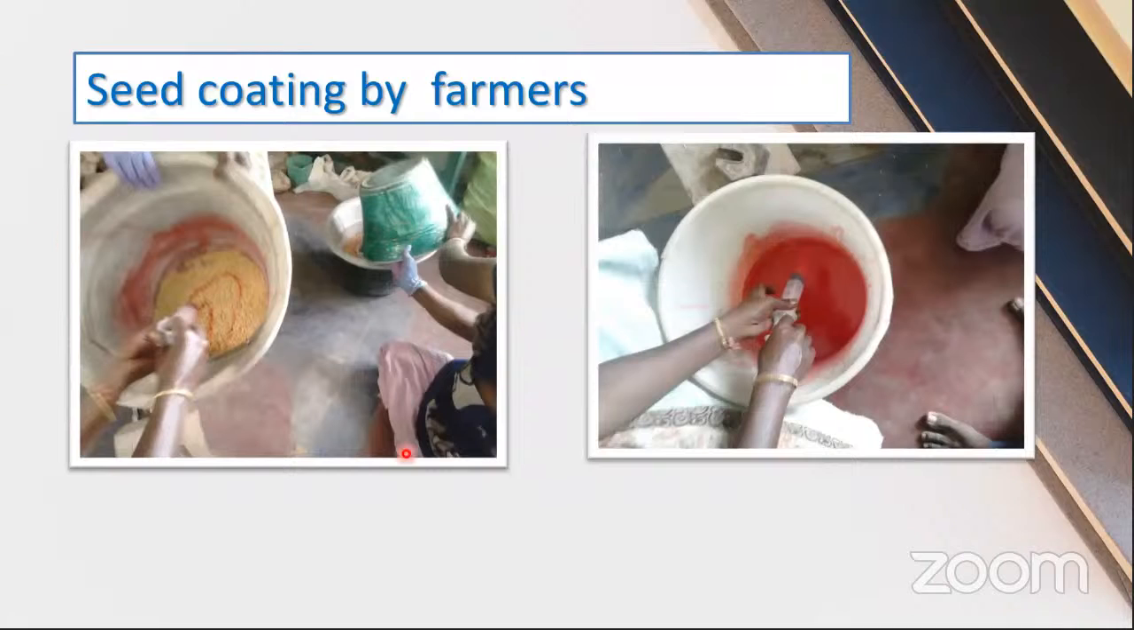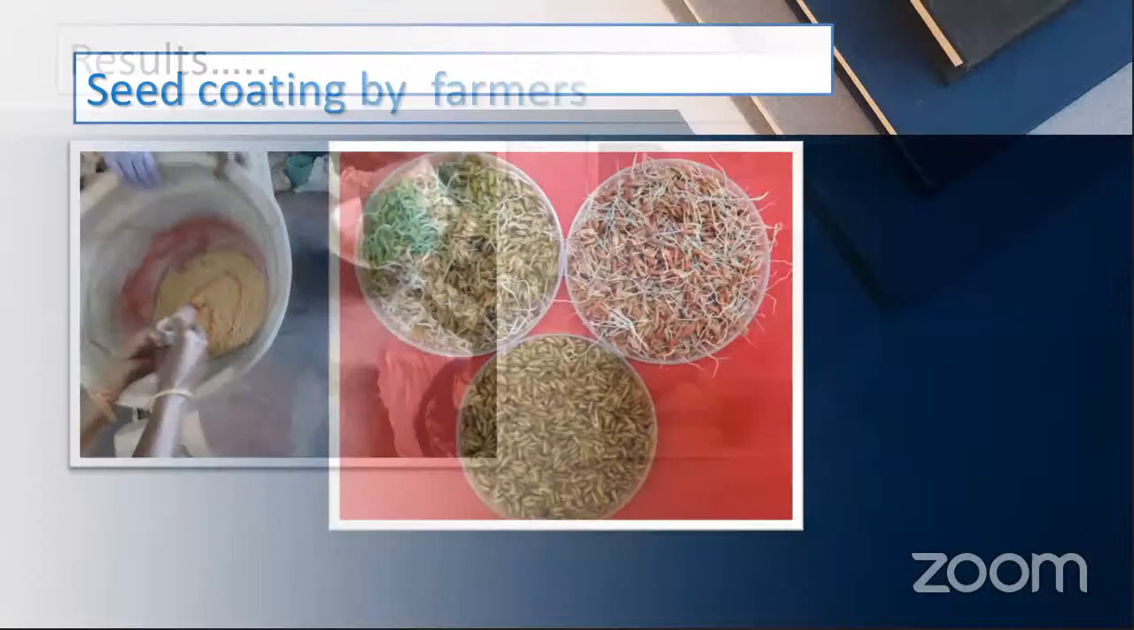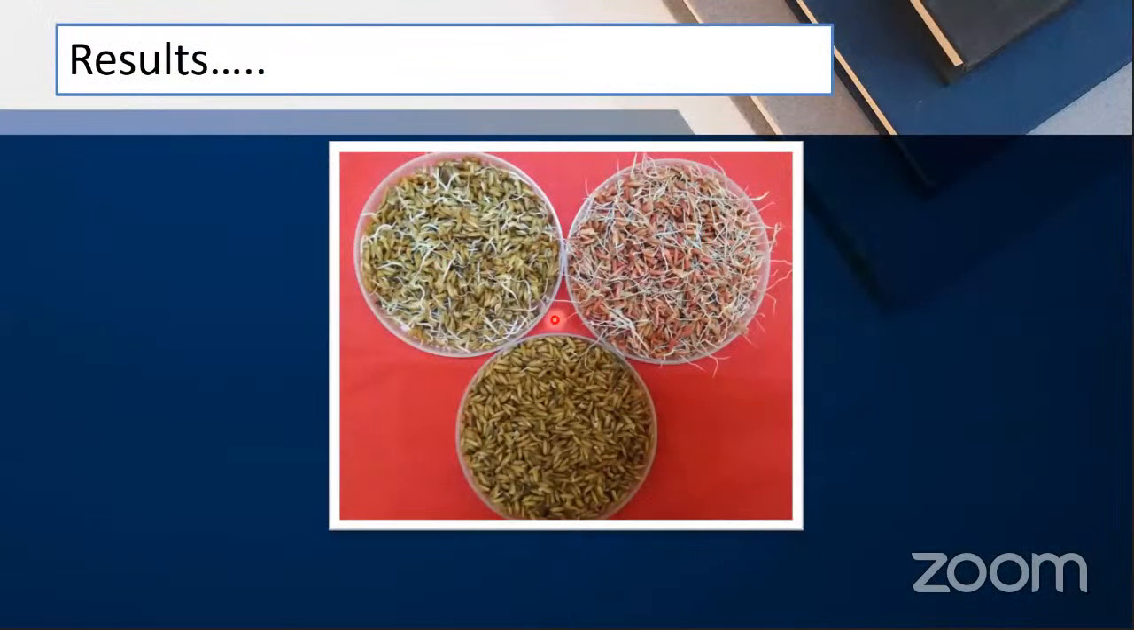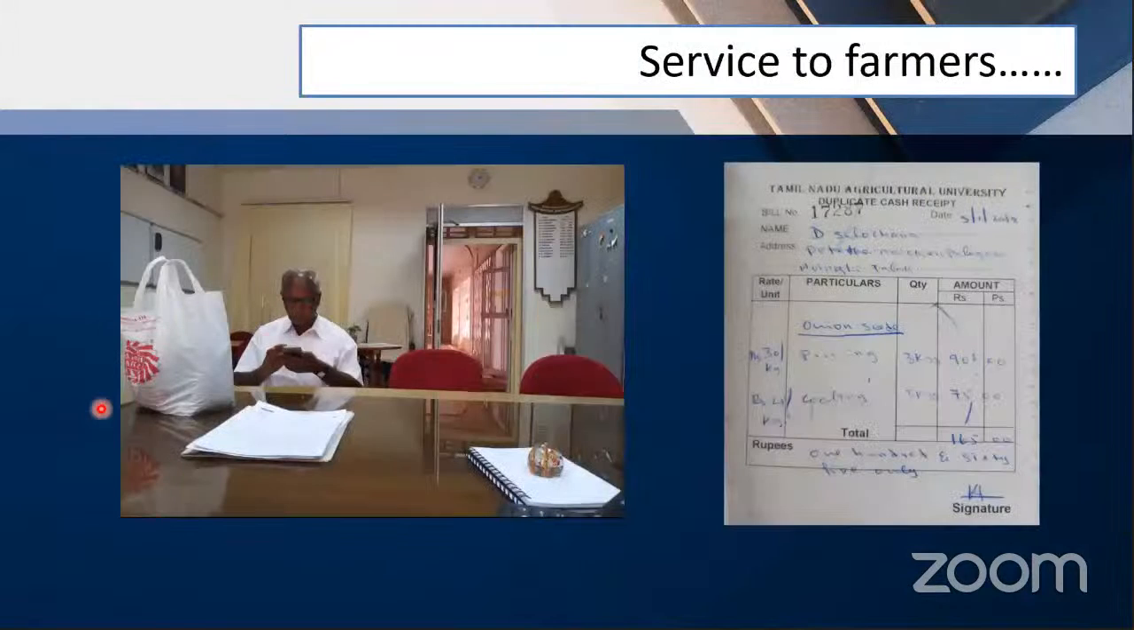So this was transmitted to the farmers also. They don't have the machine, therefore they used their own technology, and they could see the improvement in the seed vigor. One farmer came to the department and got his onion seeds primed and coated. So he is the farmer.